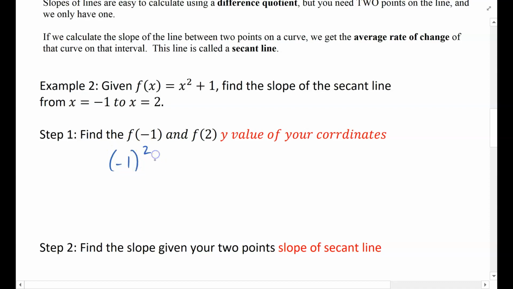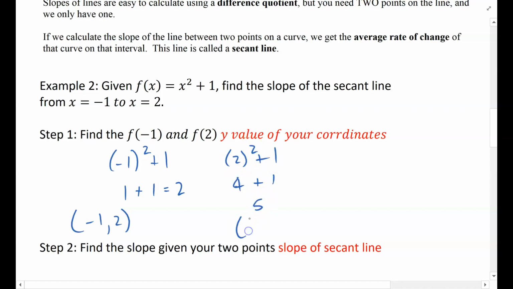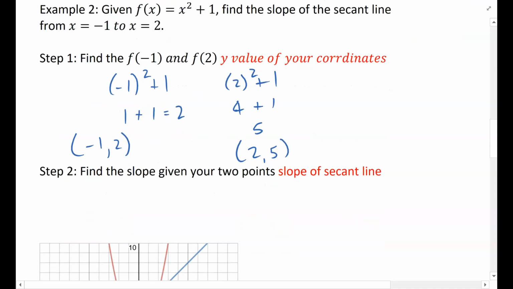So we have (-1) squared plus 1, which is going to be 1 plus 1 is 2. And so that gives us the point (-1, 2). And then we would plug a 2 in. So 2 squared plus 1, 4 plus 1, 5. So that gives us the point (2, 5). And then basically we're doing our little slope problem to find the slope of the line.